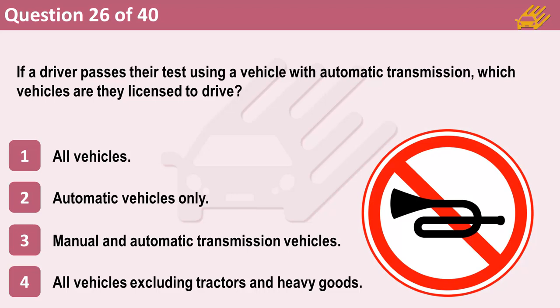If a driver passes their test using a vehicle with automatic transmission, which vehicles are they licensed to drive? 1. All vehicles. 2. Automatic vehicles only. 3. Manual and automatic transmission vehicles. 4. All vehicles excluding tractors and heavy goods.